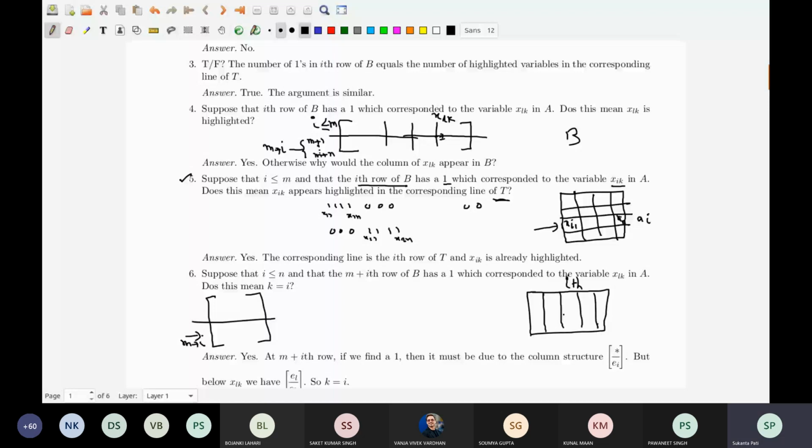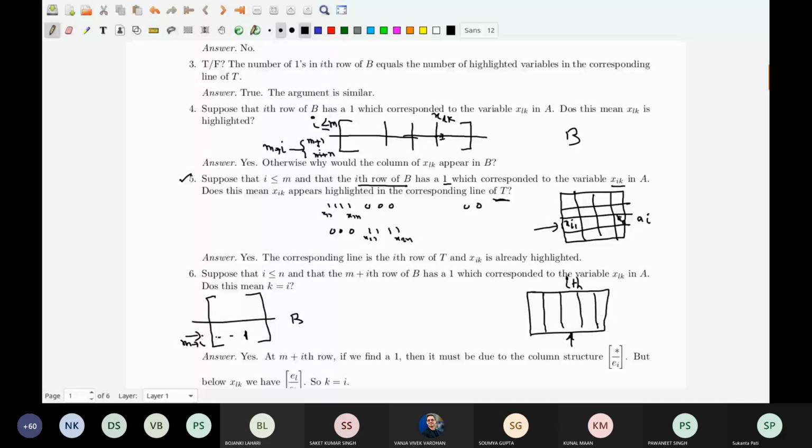And of course, before that, let me say something. Suppose that you are looking at the m plus ith row of B, and suppose that it has a 1 corresponding to the variable xlk. I don't know what L and K are. I found that this m plus ith row, looking at B, has a 1, and this was corresponding to the variable xlk.